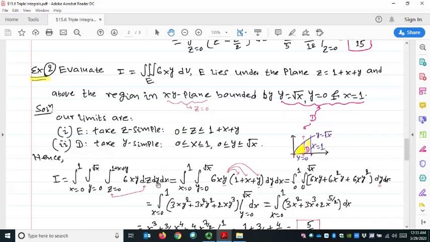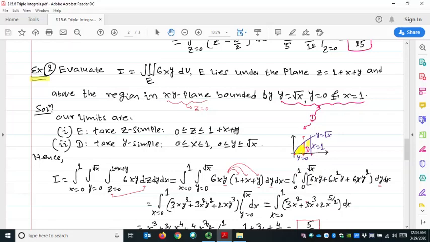dz dy dx order. So first find the limits of z, and then find the limits of y, and then x. So to find the limits of z, find the boundary of z between two surfaces. So here, z equals 1 plus x plus y is the top surface, and then the bottom surface is the xy plane where z is 0. So first we found z limits between 0 and 1 plus x plus y.